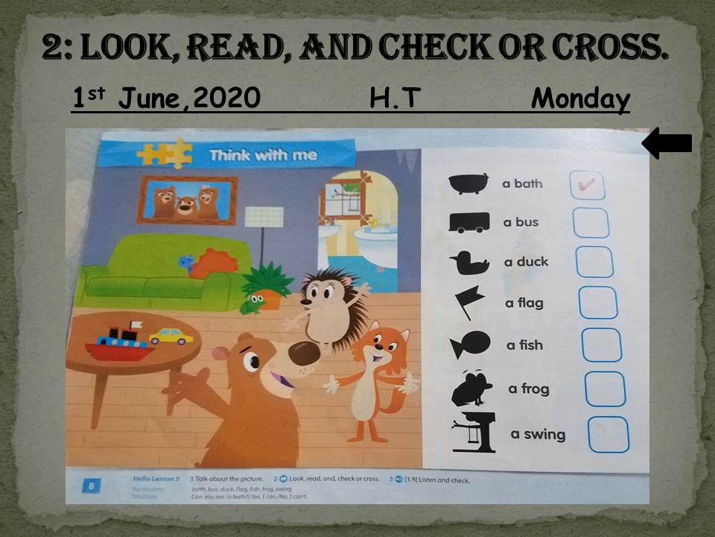As you have listened, digraph sound, digraph song. So, picture number one. All these pictures are in black color with their names. You can see on the right side of the page there are some boxes where you will put a check mark or cross. The first one is done for you. You can see why there is a check mark. What is written there? A bath.